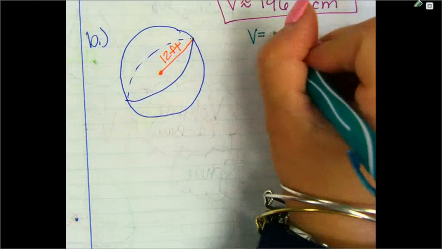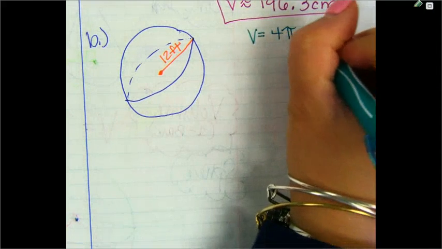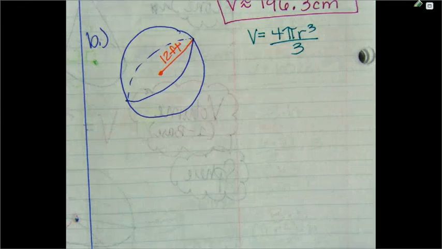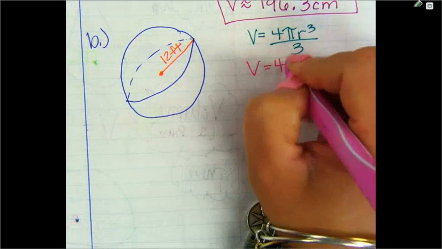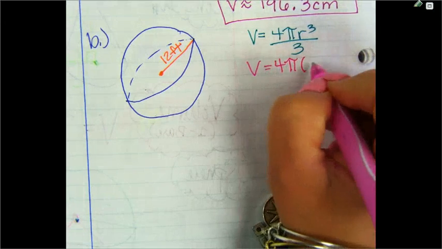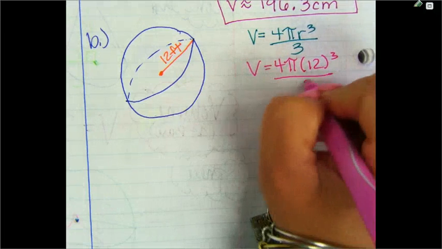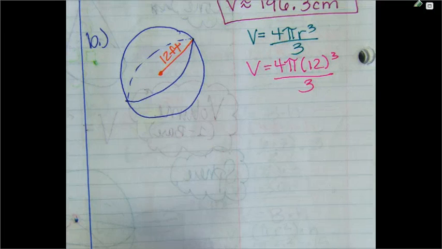Alright, volume equals 4 pi r cubed over 3. You wrote the formula, correct? If not, you better write the formula. Volume equals 4 times pi. What's your r? 12 to the third power over 3. Tell me what to do.